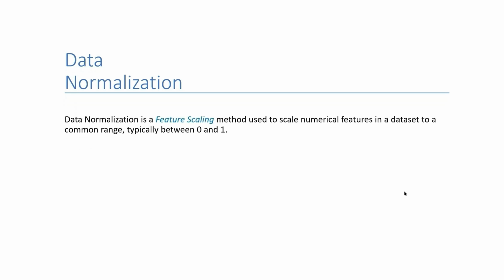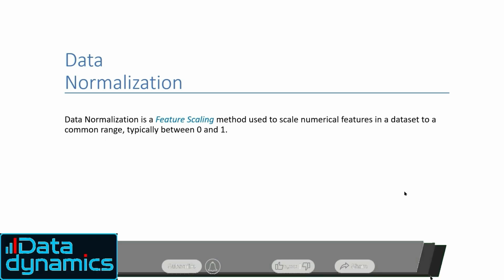So the first thing that we are going to learn in data normalization is what actually is data normalization. Data normalization is defined as a feature scaling method used to scale numerical features in a dataset to a common range, typically between 0 and 1. Here we learned about two new things: feature scaling and numerical features.